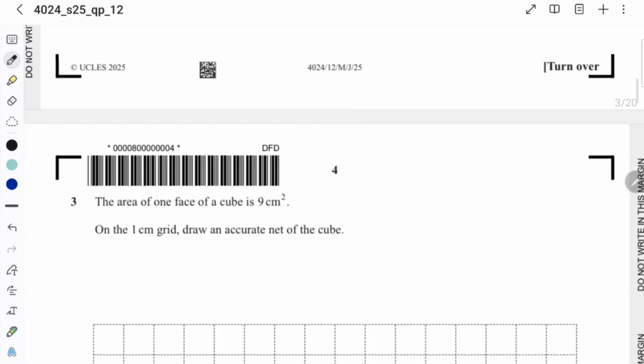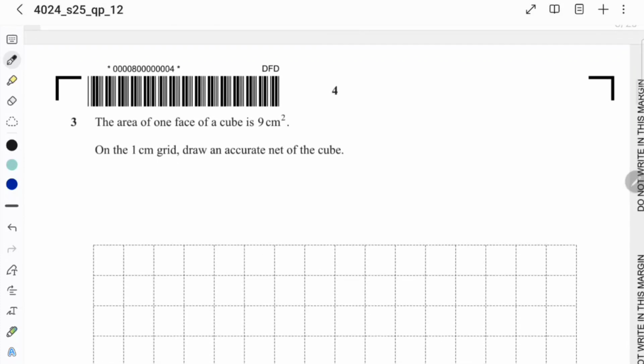Okay, now the next question, question number 3. The area of one face of a cube is 9 square centimeters. Cube means all the faces have the same length and width. So that's a cube. Length, width and height, they all are equal. On a 1 centimeter grid, draw an accurate net of the cube.